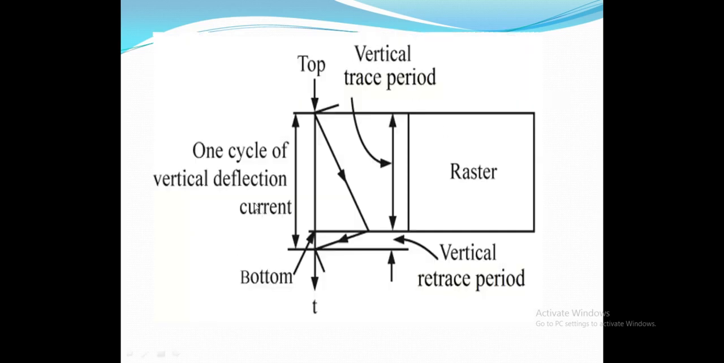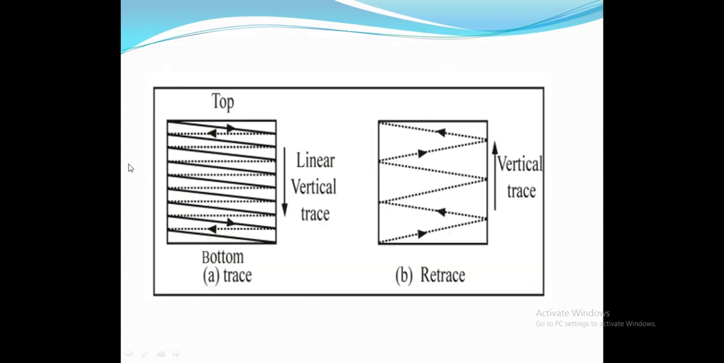See here, this is one cycle of the vertical deflection current. Top to bottom is the tracing period. This is the vertical retrace period. Total, this is the vertical trace period and this is the vertical retrace period. So this is the overall scanning: top to bottom, vertical trace and retrace.